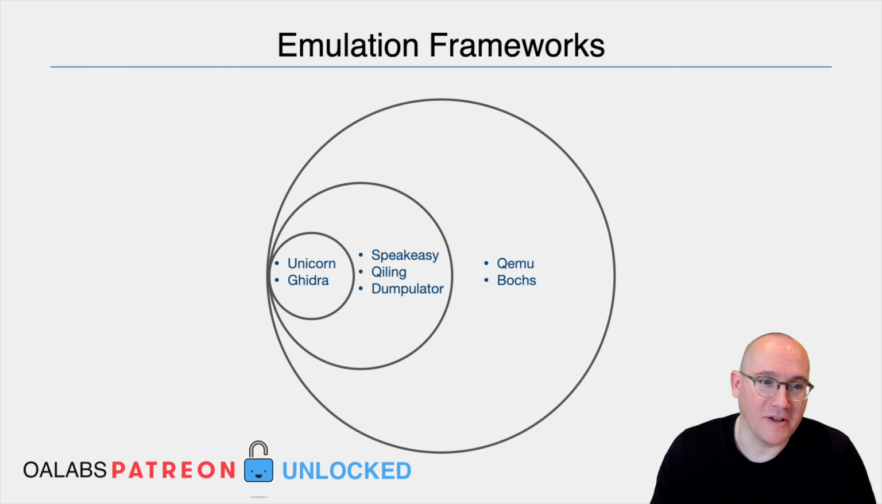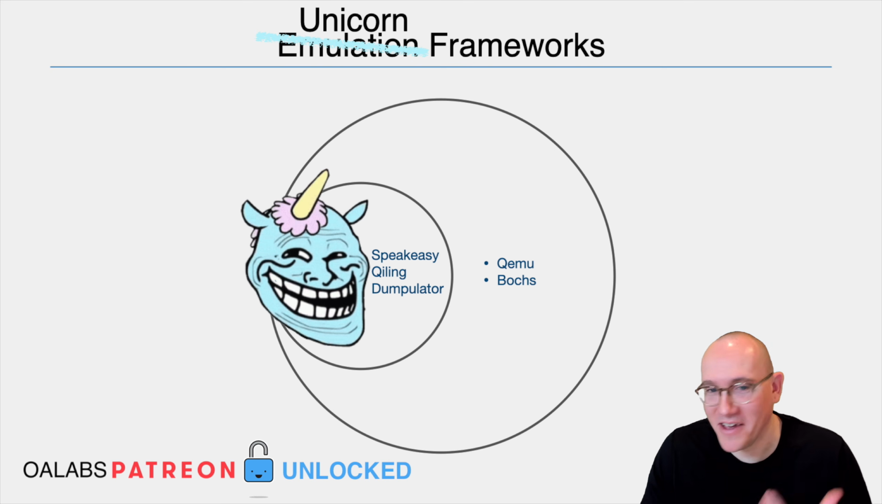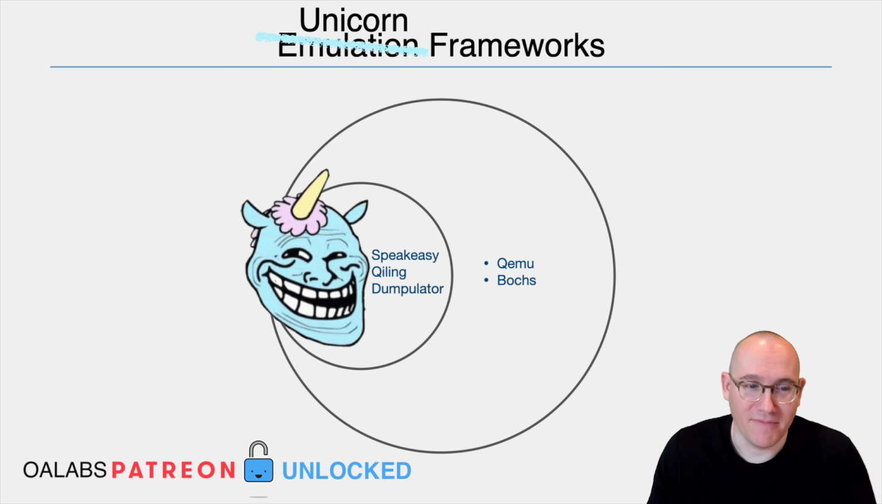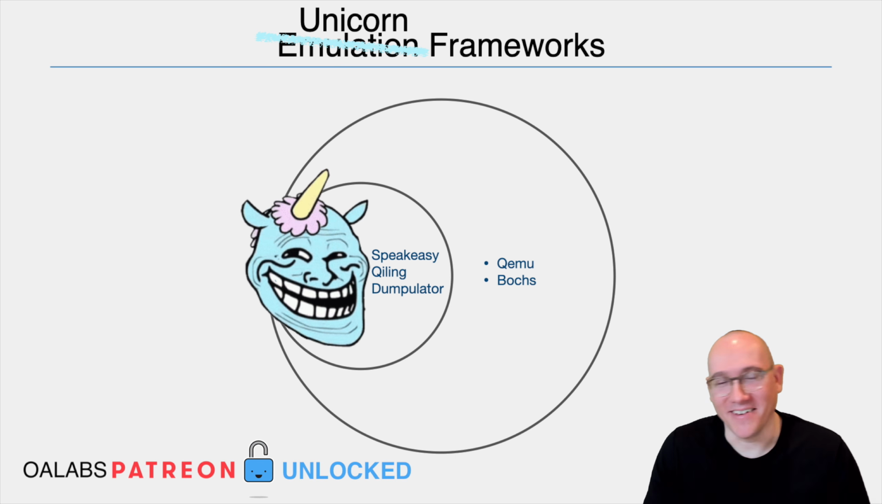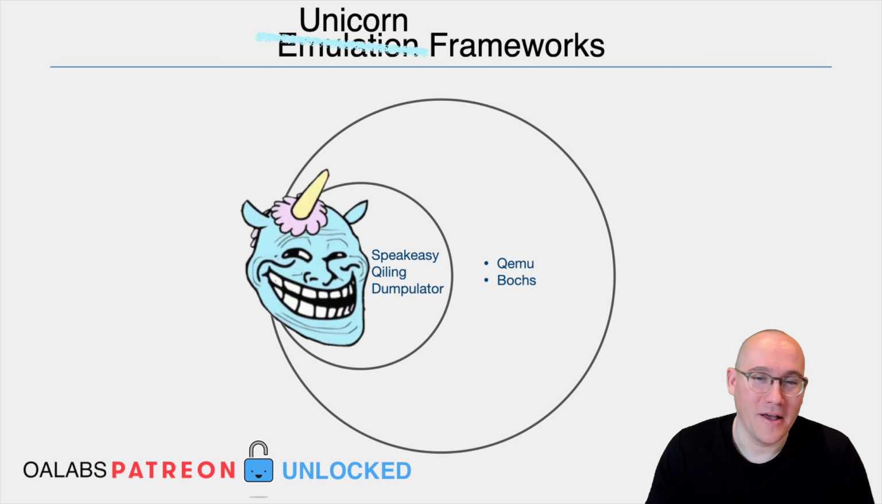Now, there was one kind of troll here, and that's that basically all these user mode emulators are just Unicorn. So Unicorn is basically the framework that is used underneath all of these. There's a mega troll later on. I'm not going to spoil it for you guys, but remember the slide when we start talking about Unicorn later on. But basically, Speakeasy, Keeling, Dumpulator, they all use Unicorn under the hood. So that's the CPU emulator. And then all these user mode emulators do is add their own flavor of fake Windows APIs on top of Unicorn.